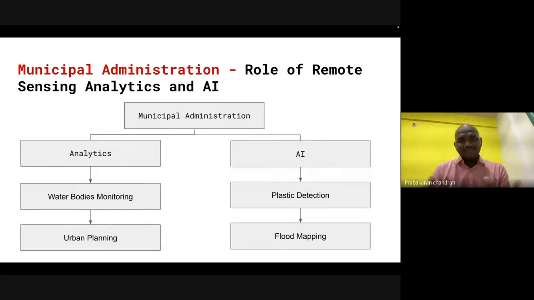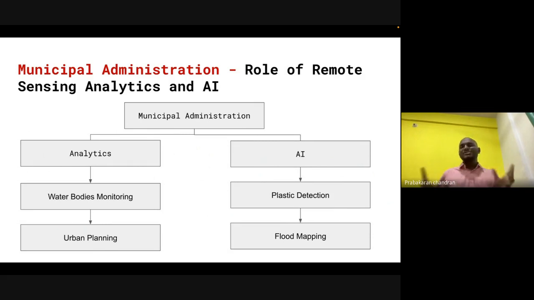And I have just divided the role of, now we can get into remote sensing, analytics, and AI, especially for municipal administration. So I'm just putting this into 2 different buckets. One is analytics, the problems that we can solve just through analytics, and problems which we would require AI and other stuff beyond that, right?